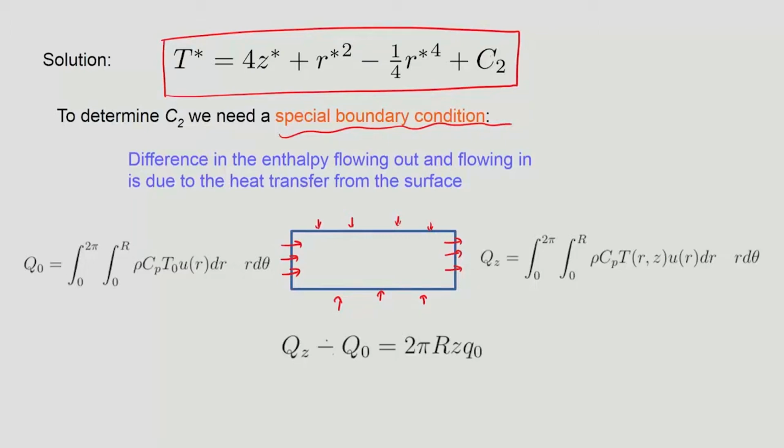So, we say that the difference in the enthalpy flowing out minus flowing in, that is Qz minus Q naught, is because of the heat flow coming from the surface, and that is basically 2 pi r into z, which is the circumference, into Q naught, which will be the flux that is coming in from the circumference. So, now what we do is that we write this as a boundary condition and then see what will happen.